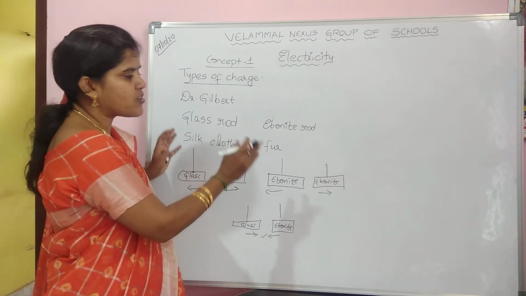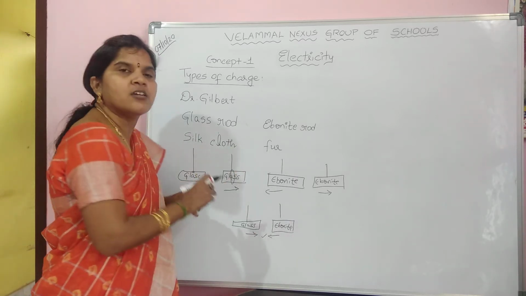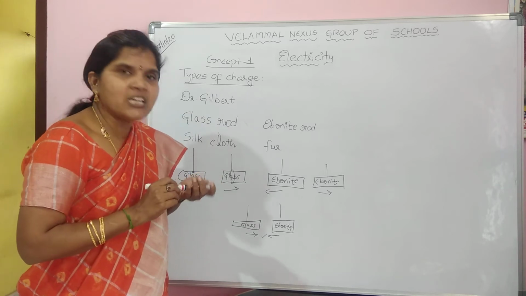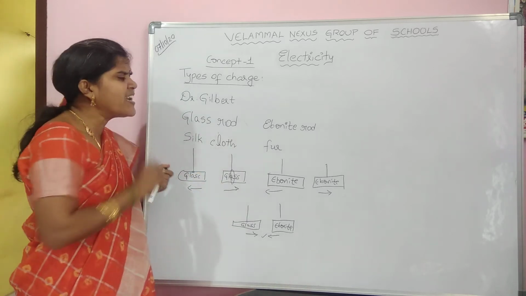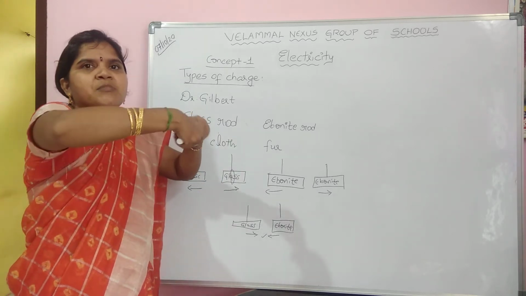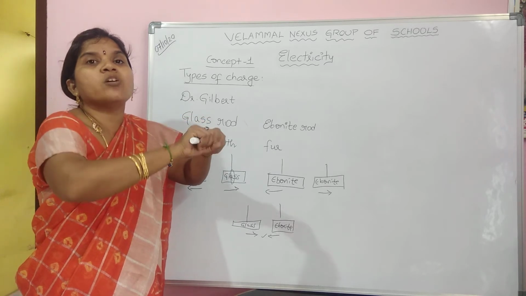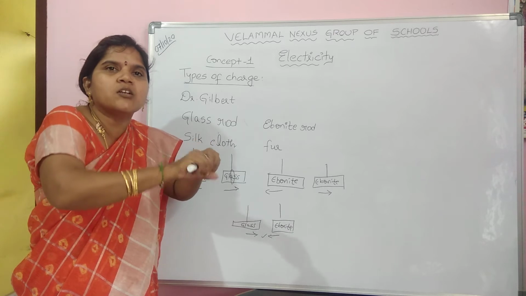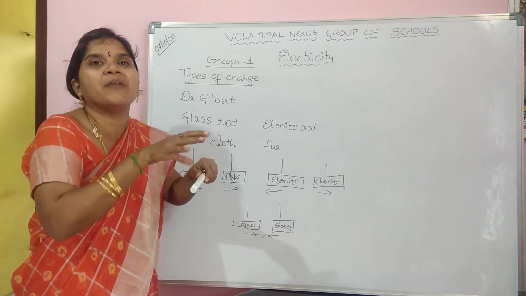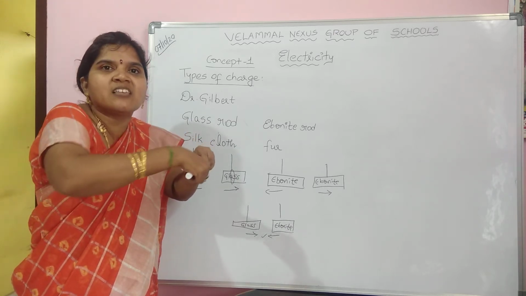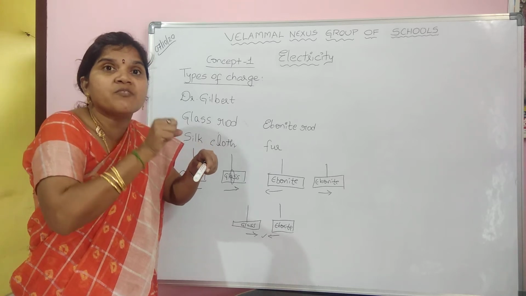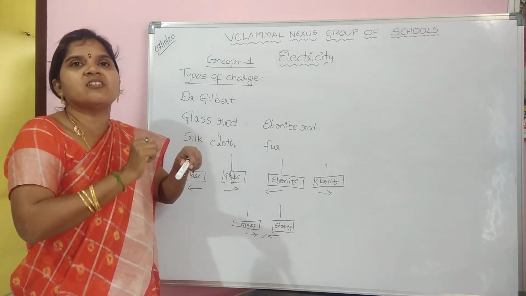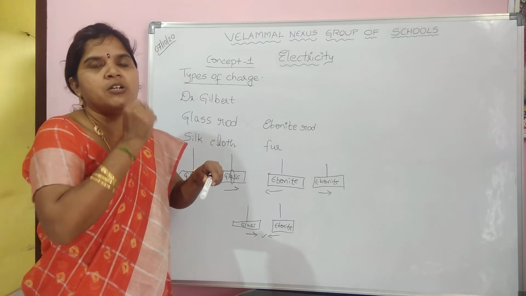So what do you observe from this? What happens here? Here also they got charged. One thing you remember, children: when you take a glass rod and rub it with silk cloth, what is happening there? Rubbing movement is happening. Because of this movement, what will come into existence? Frictional force will come into existence.